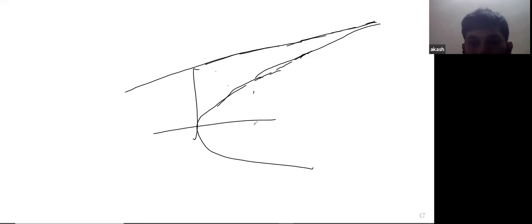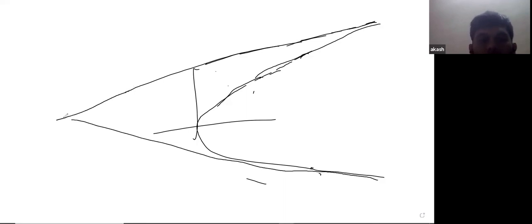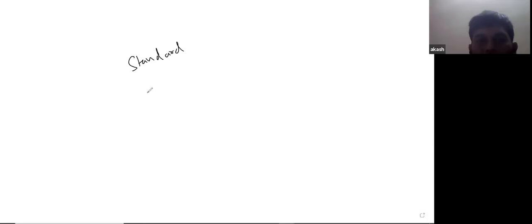So there can be two asymptotes of this hyperbola. One can be this, one can be this, and they are straight lines. There are two kinds of hyperbolas, a standard hyperbola and a rectangular hyperbola. You can write that.